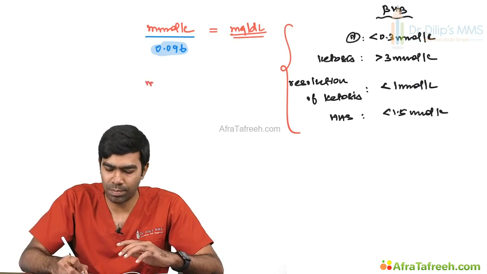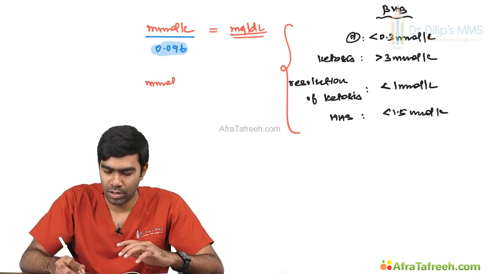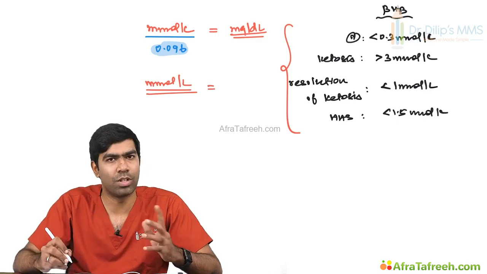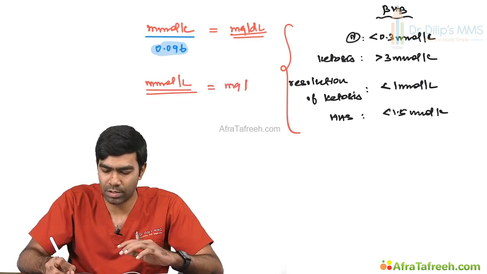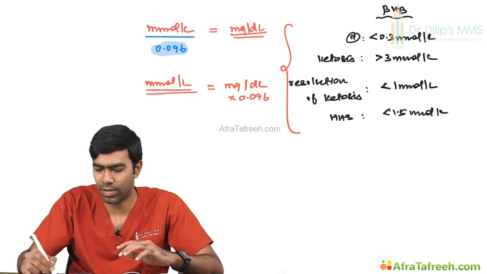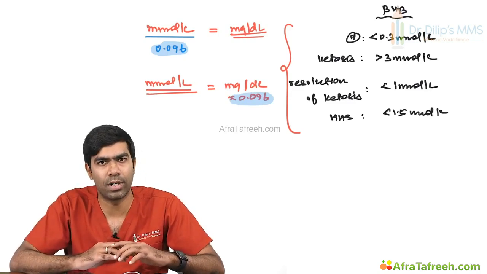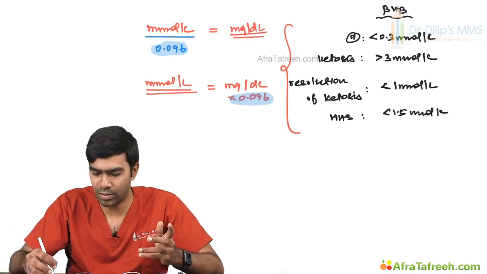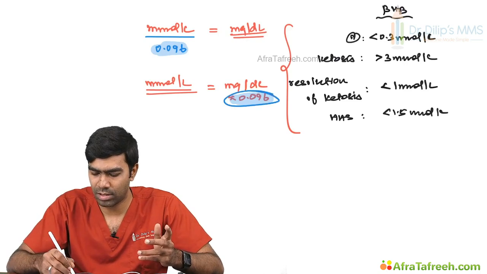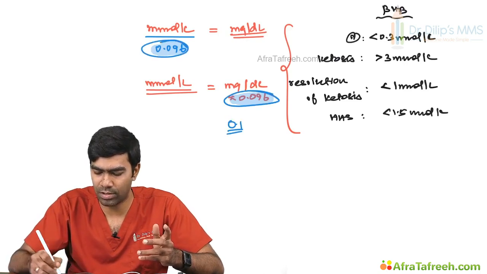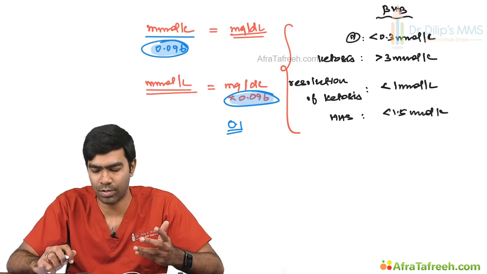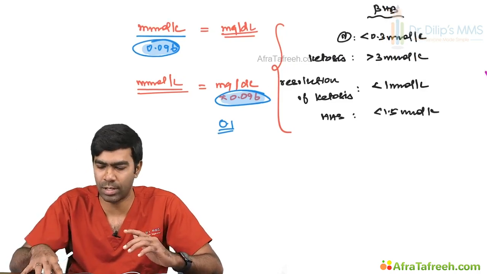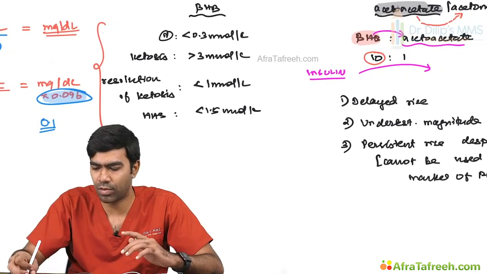Similarly, if you want to know the millimoles per liter value and you know the milligrams per deciliter, take the milligrams per deciliter value and multiply by 0.096. So that is the conversion factor here, to convert milligrams per deciliter to millimoles per liter or vice versa. But our understanding clearly tells you can approximate this to 0.1, right? So we are medicos, so we are there to approximate. So you can approximate to 0.1, even though it's not very correct, but still for our understanding, we can do that for exams.